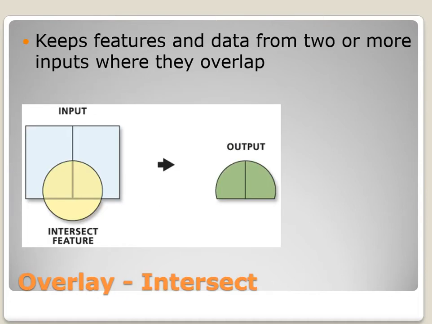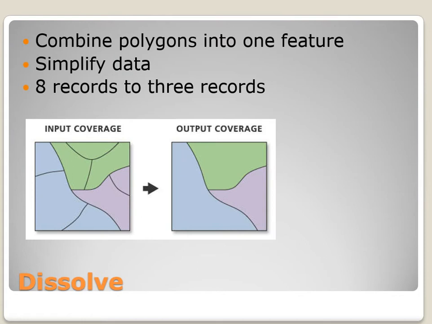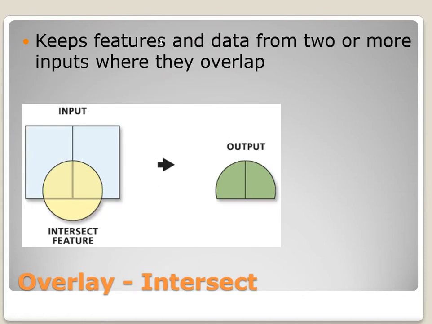In the overlay option, I'm looking at 2 different data layers. So with the dissolve, I'm only looking at one data layer. When I go into the overlay, I'm taking this circle layer and putting it over another layer, and my intersect says I want only the physical area, or the spatial extent, where they overlap.